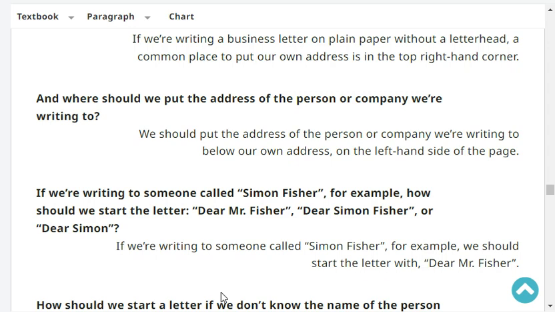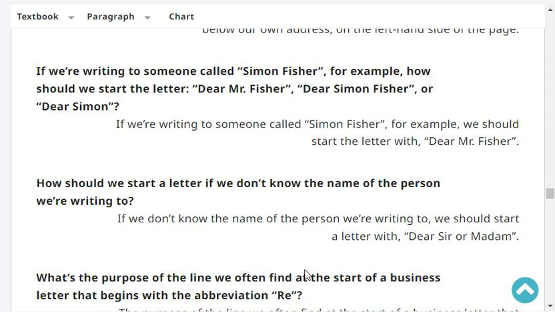If we're writing to someone called Simon Fisher, for example, how should we start the letter? Dear Mr. Fisher, dear Simon Fisher, or dear Simon? If we are writing to someone called Simon Fisher, for example, we should start the letter with Dear Mr. Fisher.